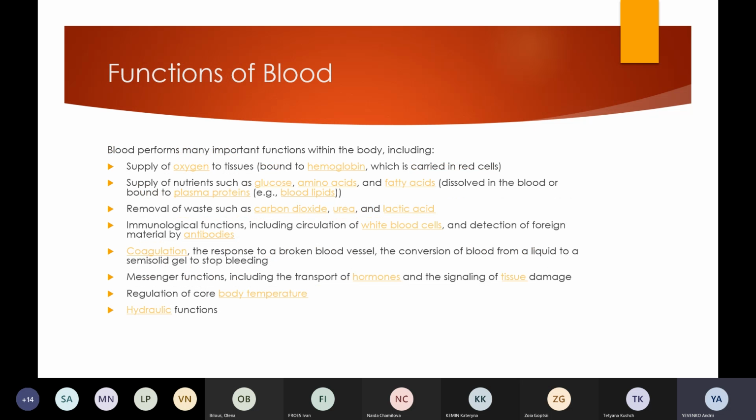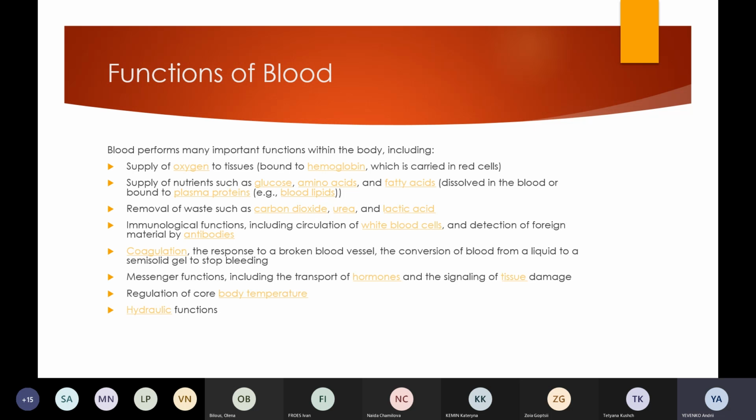The first function of blood is to supply oxygen to tissues. Oxygen is bound to hemoglobin, which is carried in red blood cells. It supplies nutrients. The main nutrient that our blood supplies is glucose, in other words, sugar, amino acids from proteins we eat, and fatty acids from food. These are all used for our energy needs or to build up our body. It also removes waste from our cells, such as carbon dioxide, urea, and lactic acids, which are produced when our cells function.